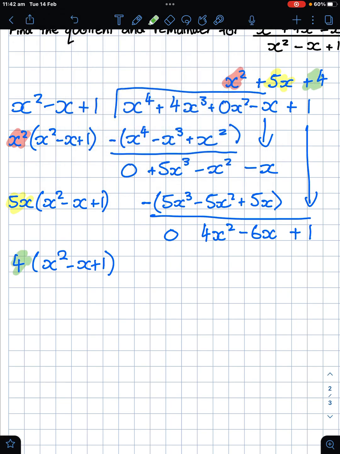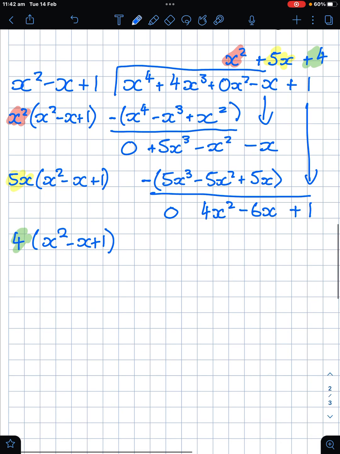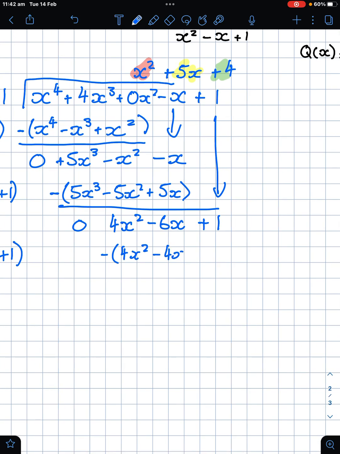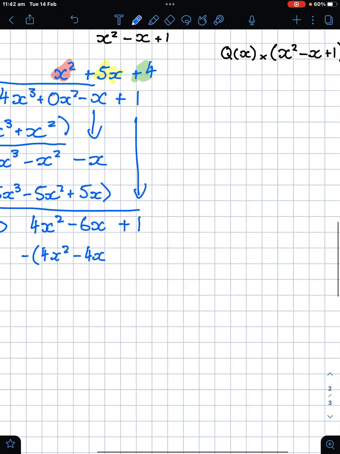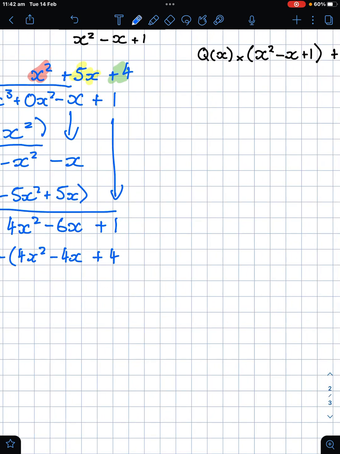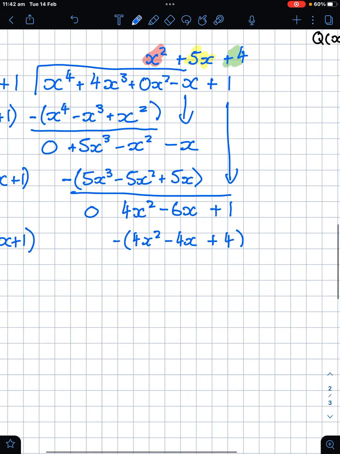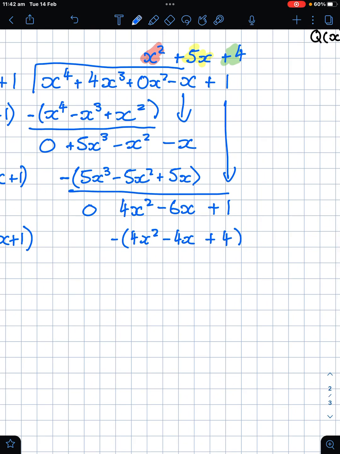Plus 4, plus 4. All right, so when we expand this out, we've got negative 4x squared, and then take 4x, and then we've got 4 times 1 plus 4. All right, so this then gives us 4x squared minus 4x squared gives us 0, negative 6x plus 4x, or take 4x. So that's going to be negative 2x. And then 1 take 4 gives us negative 3.